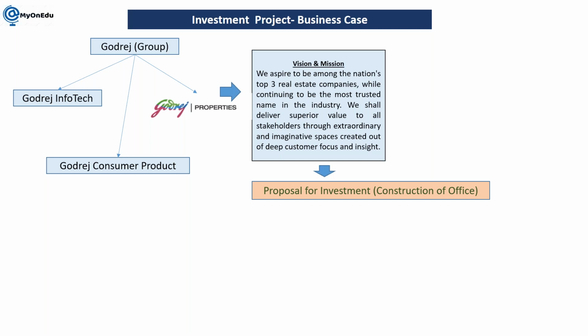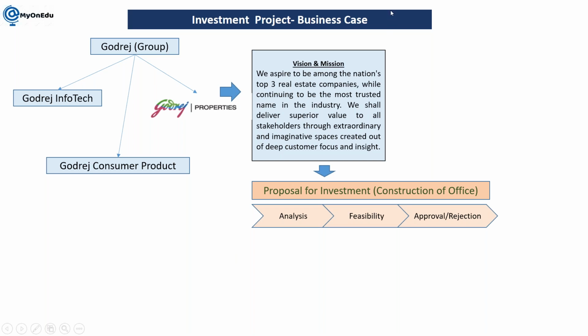So by considering all that, they need to understand what kind of office culture they need to build. I have taken one example here. This is the proposal for investment. They want to construct one office, and when they go for this proposal, to finalize it, they have some stages.